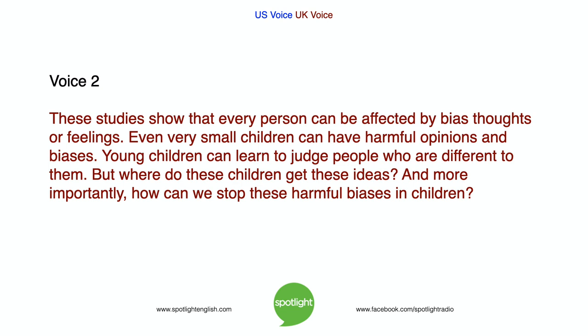These studies show that every person can be affected by bias thoughts or feelings. Even very small children can have harmful opinions and biases. Young children can learn to judge people who are different to them. But where do these children get these ideas? And more importantly, how can we stop these harmful biases in children?